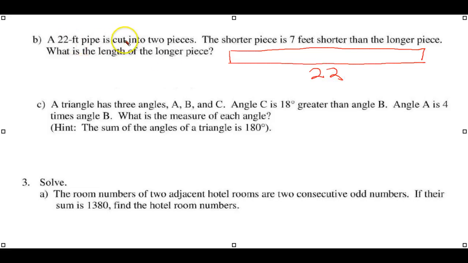Now the pipe is cut into two pieces. There's a shorter piece and a longer piece. The shorter piece is 7 feet shorter than the longer piece. So we can say the longer piece is L. How do I write the shorter piece then? Think about it. L minus 7.